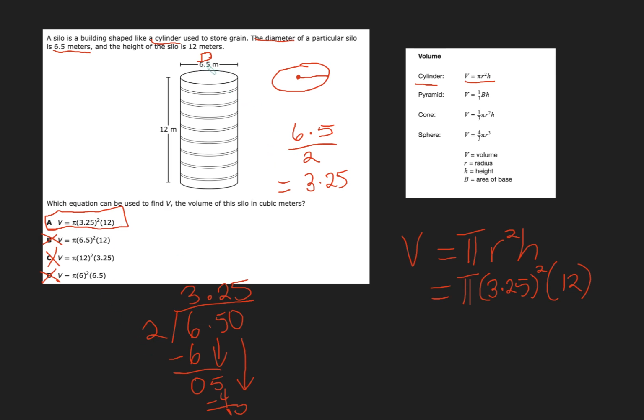The diameter was 6.5, and in your formula there's no diameter, so you would have to divide that by 2, and basically we just looked for which one it would be. It wouldn't be this nor this. This is in the wrong place. Please be careful. Look at A and look at C, but notice what should be squared? Your radius. So 3.25 should be your squared value, not the 12.